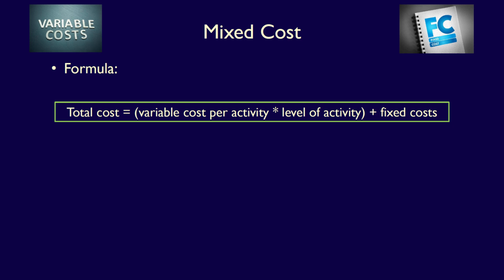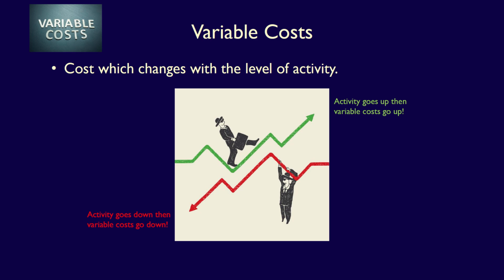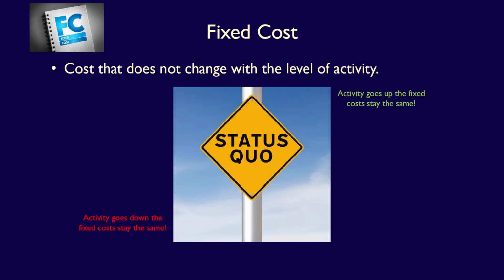Total mixed cost, or total cost, is equal to the variable cost per activity multiplied by the level of activity plus fixed costs. We know that variable and fixed costs do not behave the same when the level of activity changes. Variable costs change as the level of activity changes. If the level of activity goes up, the variable costs go up, and if it goes down, the variable costs go down. Fixed costs do not change with the level of activity. Regardless of whether the level of activity goes up or down, fixed costs remain the same. Well, within the relevant range.